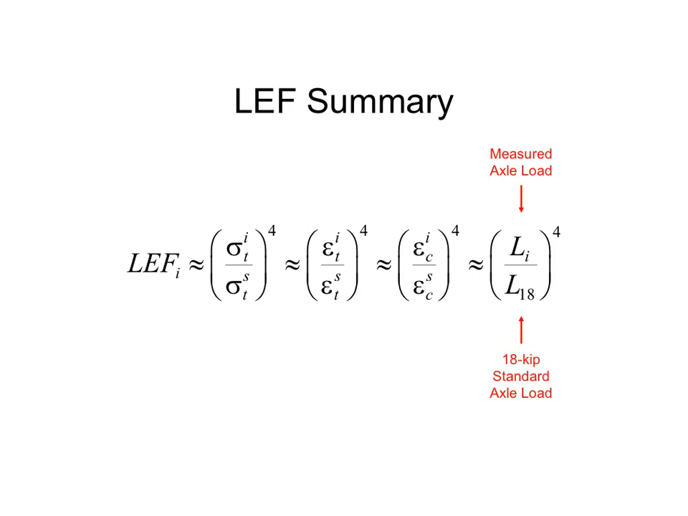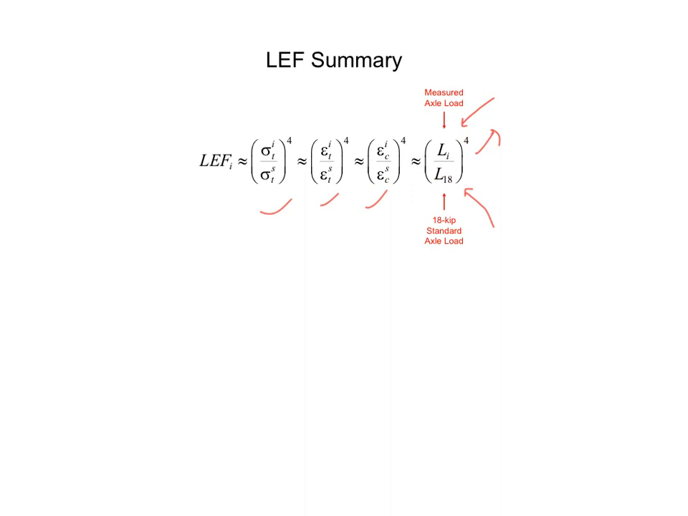So to summarize all these things, the load equivalency factor can be given by all these equations, and in a nutshell it can be given by the measured axle load of the vehicle for which you are determining the load equivalency factor upon the 18 kip standard axle load, to the power 4. This is known as the fourth power law model. Let's try to understand what it means.